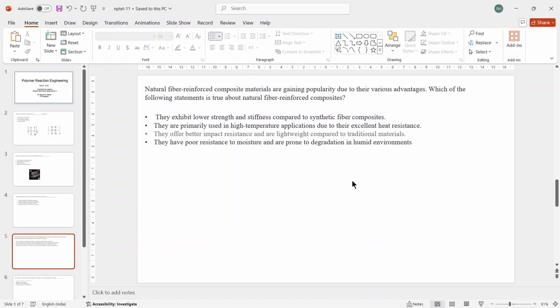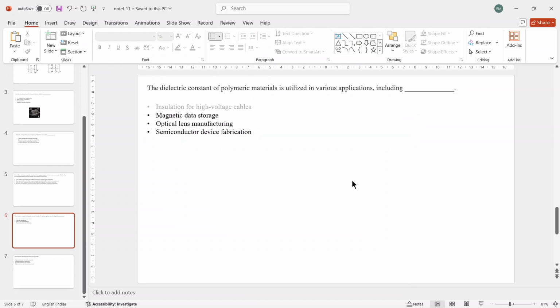Fourth, we have they have poor resistance to moisture and are prone to degradation in humid environments. Again, this is not true. Because again, the composites can be made in such a way that they can build up the resistance to moisture, and degradation in humid environments is a problem for the synthetic fiber composites also. So, they offer better impact resistance and are lightweight compared to traditional materials.